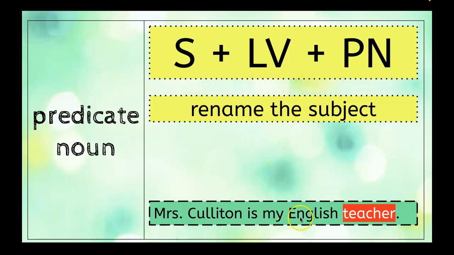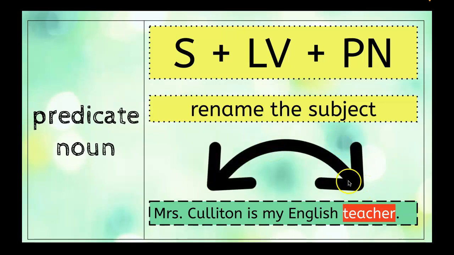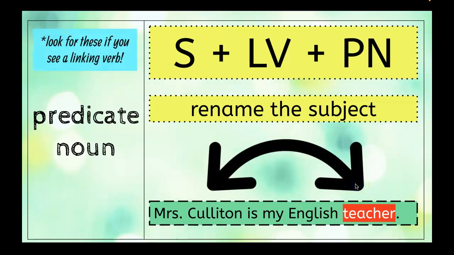One of the things that you can do with a predicate noun in a sentence is switch the order. I could say, my English teacher is Mrs. Culleton, or Mrs. Culleton is my English teacher. When you have a linking verb and it has a noun after it that goes back and links, there's a big connection here between the subject and the predicate noun, then you have a predicate noun. Okay, so see that connection. And we only look for these if we see a linking verb.